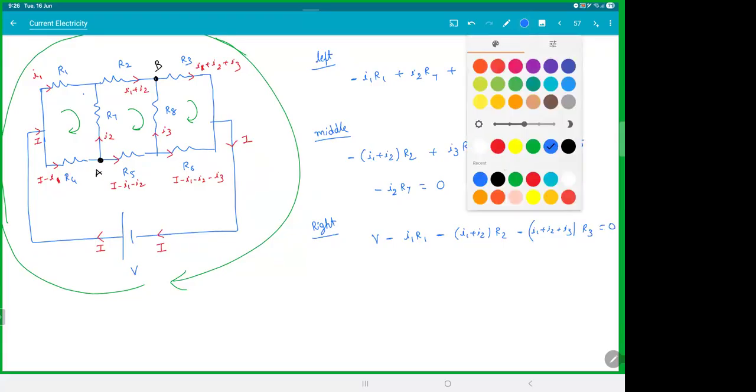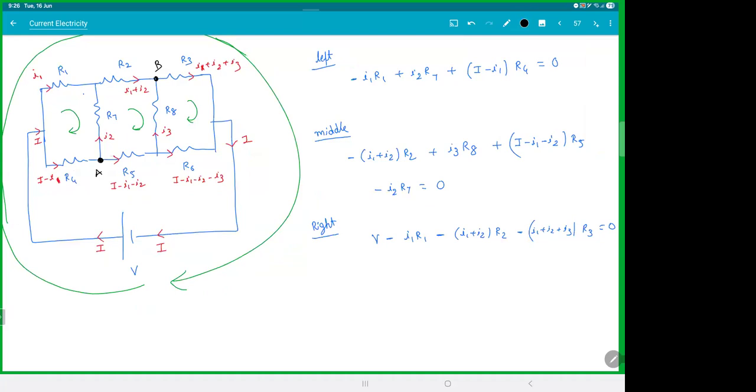And you want to go from A to B? You can go anywhere. So I will just go like this. You can go in any other direction. So VA minus (I minus I1 minus I2) R5. I started from VA. I went through R5. I drop because I'm going with the current. Minus I3 R8. I dropped and I reached VB.